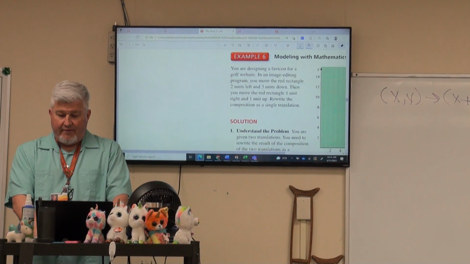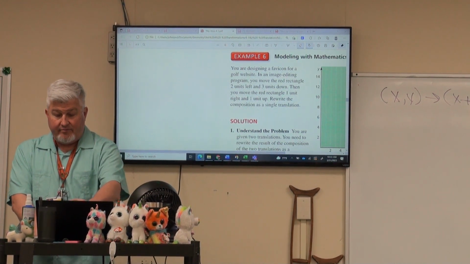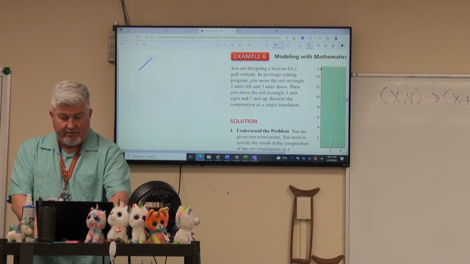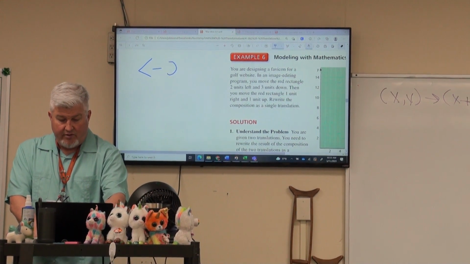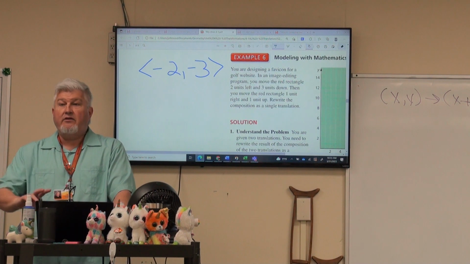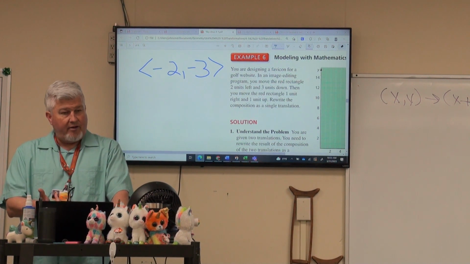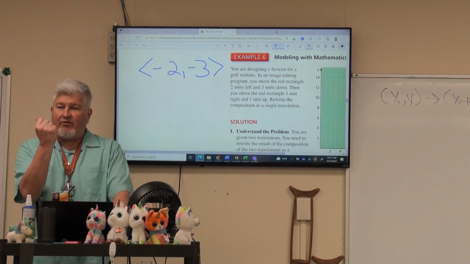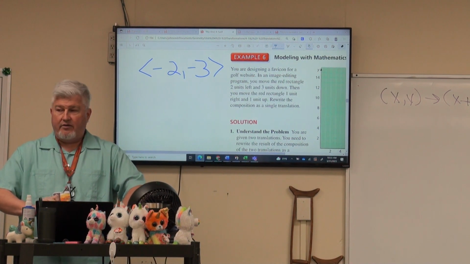2 units left and 3 units down. What does that look like? You went -2 and -3, right? That was your first movement. So what I want you to do then, do your second, show the component for your second movement, and then net those together for one single component.